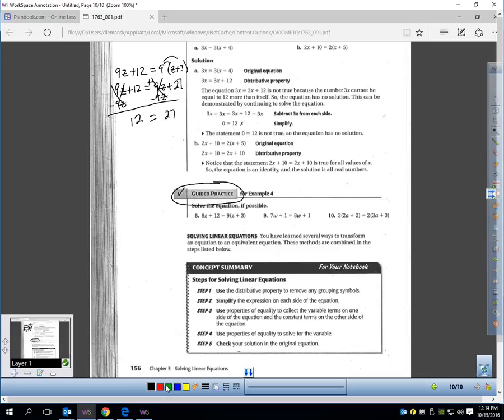Now look at this statement carefully. Does this make any sense? Could 12 equal 27? Think about that. I hope you're saying, wait a minute, Mr. Lemansky, that makes no sense. No, that's not possible. This is an example of a no solution problem.